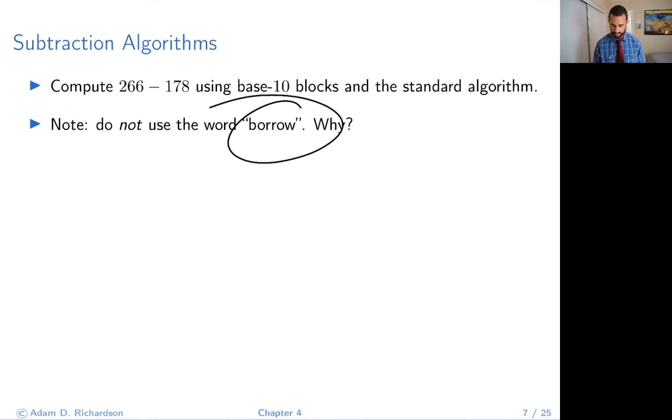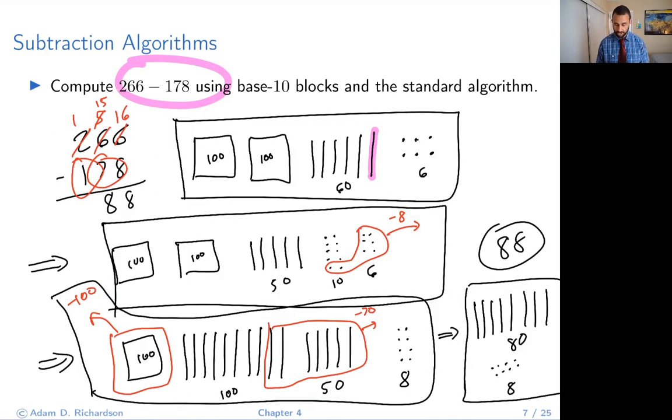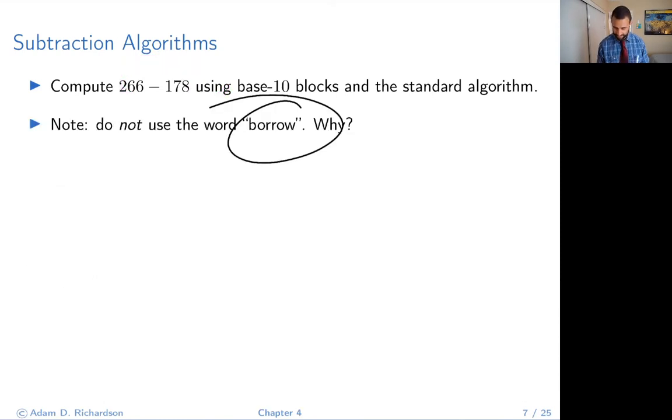No borrowing, okay? So try not to use the word borrow because again, when you start saying borrow, students tend to start focusing on these symbols and borrowing the one and borrow the two and carry the one and carry the two. That's a bad path to go down. Trust me. I've been there.